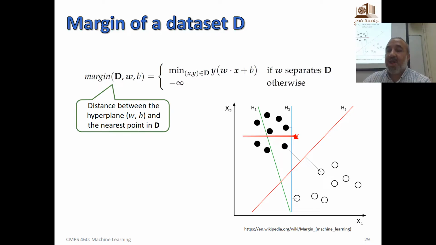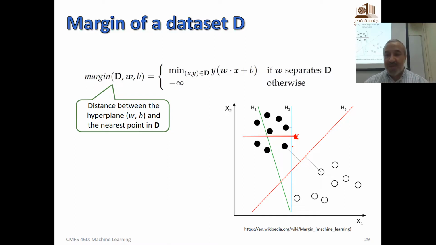What will be the prediction if we used H3? Black. Which prediction do you think is better? Should it be black or white? Black, right? Because it's closer to the black region. But H2 didn't get it. H3 got it. Why did H3 get it but H2 didn't? Because H3 gave a bigger margin. Margin means a separation between the two classes.